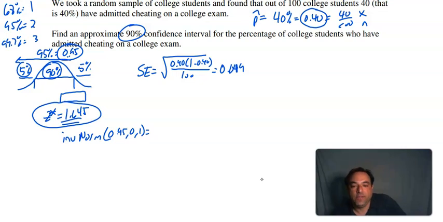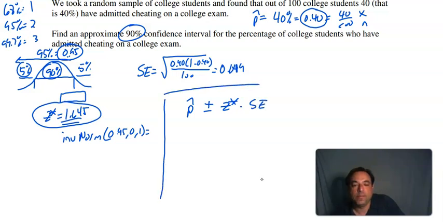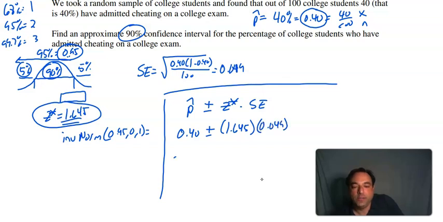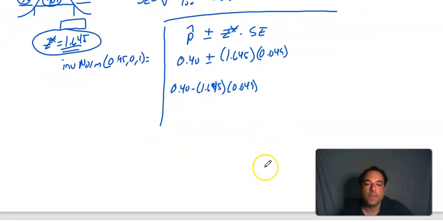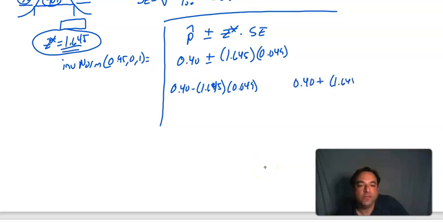Now we can fill in the formula. P hat plus or minus z star times your SE. So P hat is 0.40 plus or minus z star. We'll use the 1.645 times your SE, 0.049. Do 1 with the minus, 0.40 minus 1.645 times 0.049. And then 1 with the plus, 0.40 plus 1.645 times 0.049.